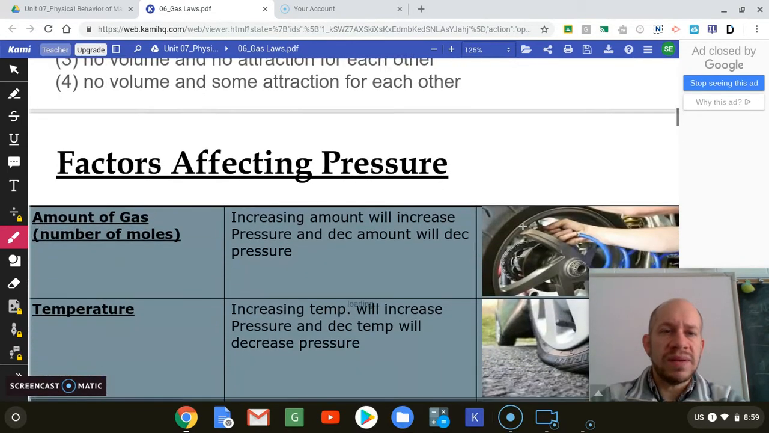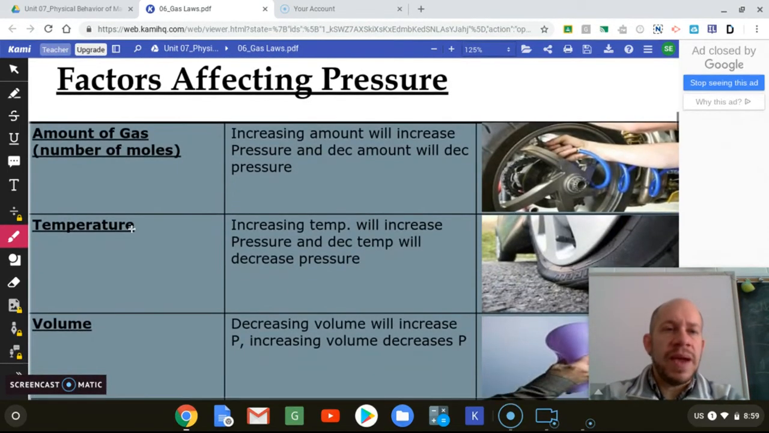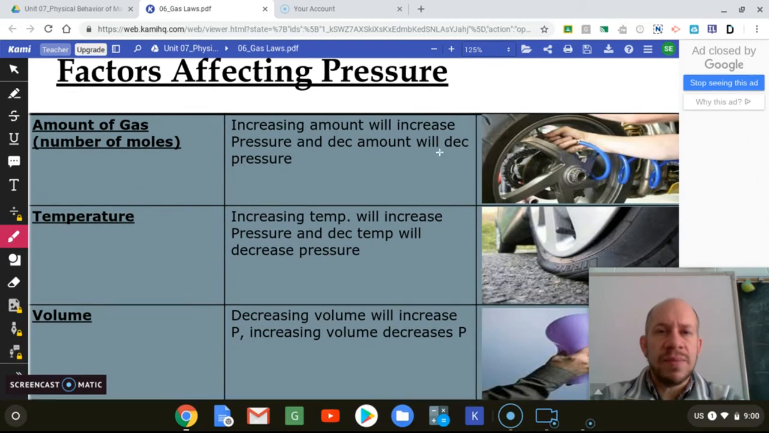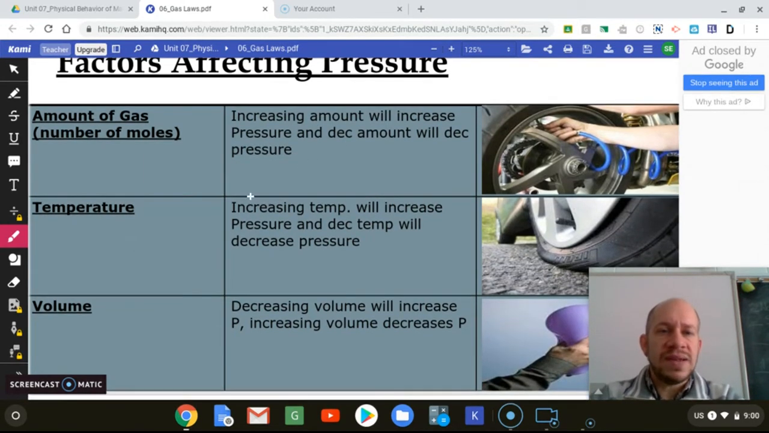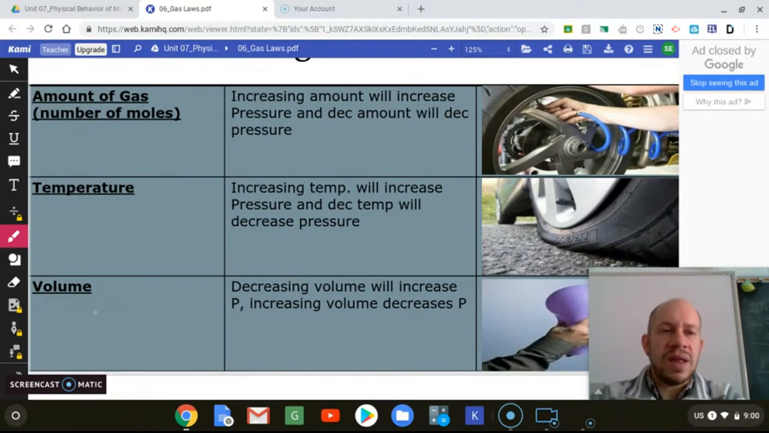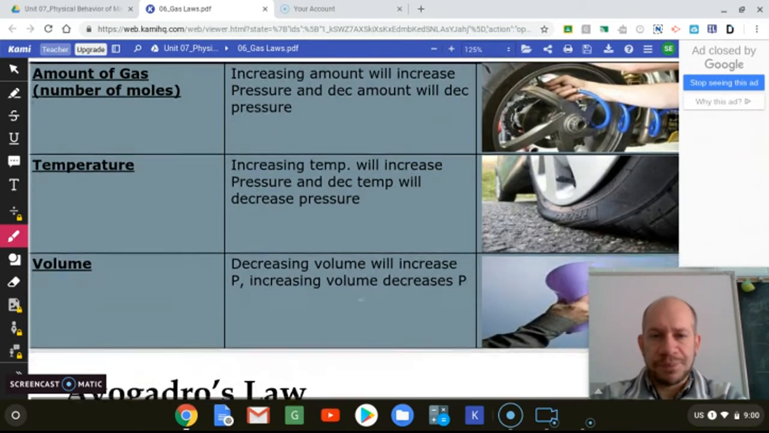So there are some factors that affect pressure. The amount of gas, or the number of moles: if I increase the amount, this will increase the pressure, and if I decrease the amount, this will decrease pressure. The temperature: if I increase temperature, this will increase the pressure, and if I decrease temperature, this will decrease the pressure. And the volume: if I decrease volume, this will increase the pressure, and if I increase the volume, this will decrease pressure.